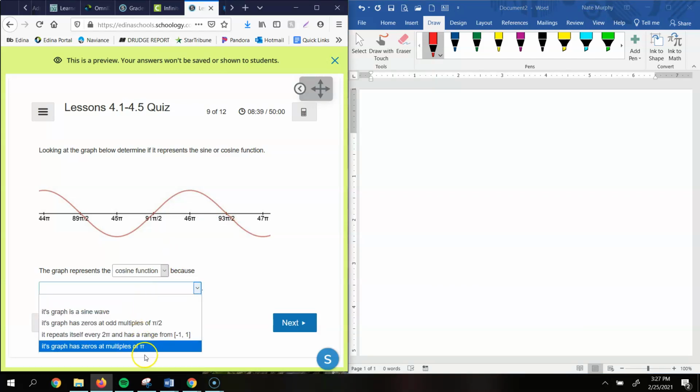And all of these are true, but the only one of these that would determine the fact that this is the cosine function is the second one. Its graph has zeros at odd multiples of pi over 2. Because just saying it's a sine wave, both the sine and cosine graphs are sine waves. Just saying it repeats itself every 2 pi and has a range from negative 1 to 1, that's the same for both sine and cosine functions. Its graph has zeros at multiples of pi, well, that would be the sine function. So the only one that would make this specifically true for this exact graph, for us to be able to tell that this is the cosine function, is the fact that its graph has zeros at odd multiples of pi over 2.